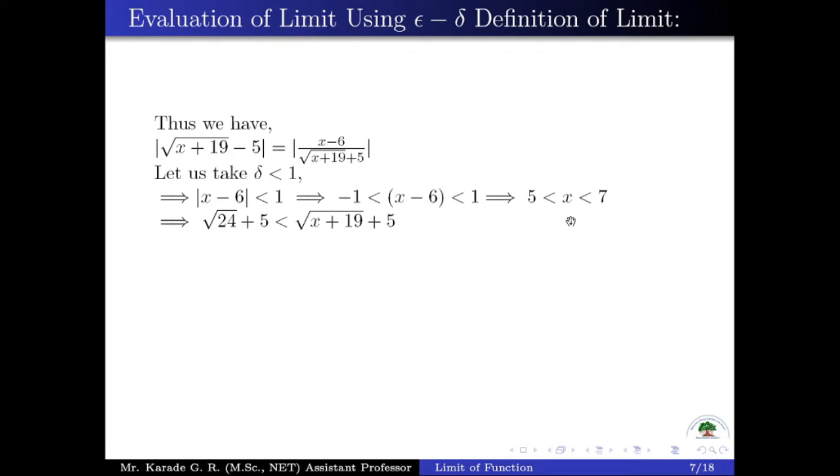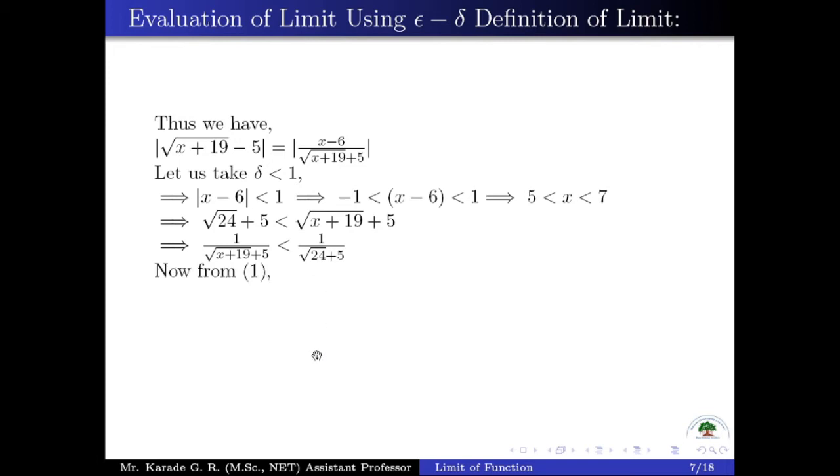What are the steps? I neglected the steps here. The first step is just add 19 in each term, then take a square root, and then add 5 in each term. So these are the steps. If you follow these steps, you will get this step. Now if I take a reciprocal, the inequality will get changed. This term is less than this term, and if we take a reciprocal, then the inequality will get changed, and 1 upon square root of x plus 19 plus 5 will be less than 1 upon square root of 24 plus 5.